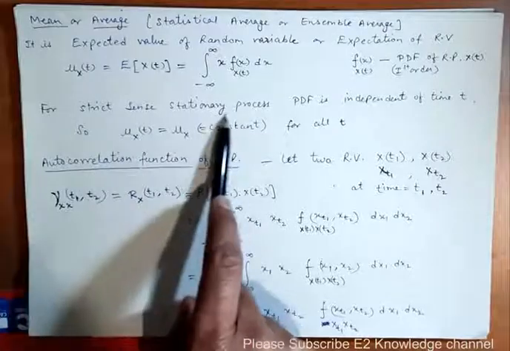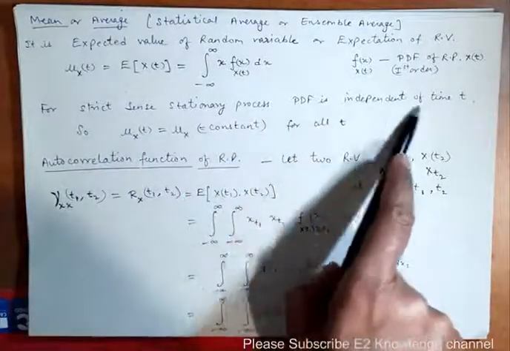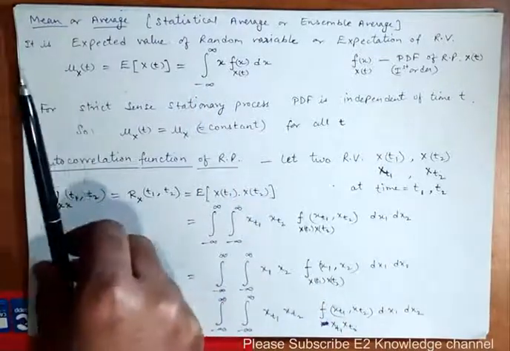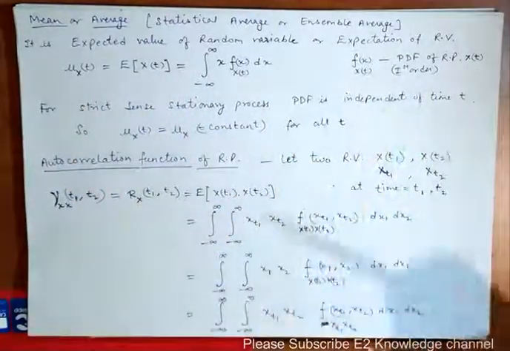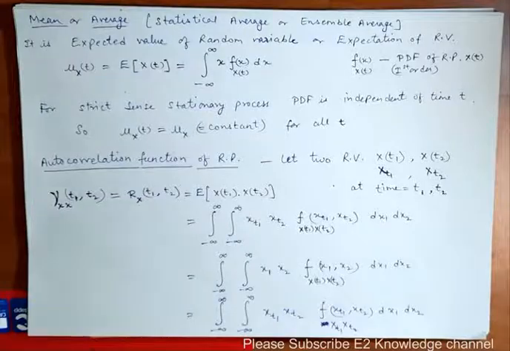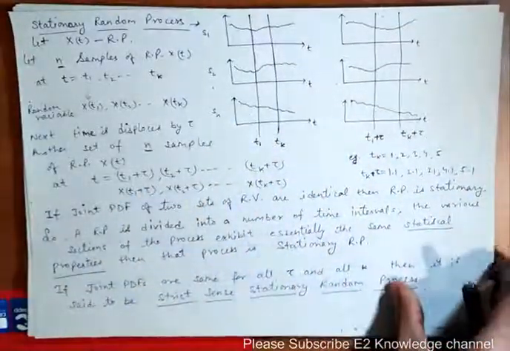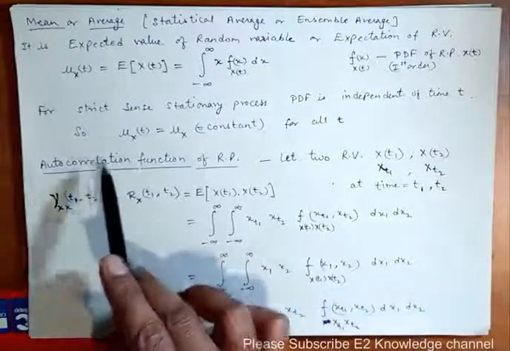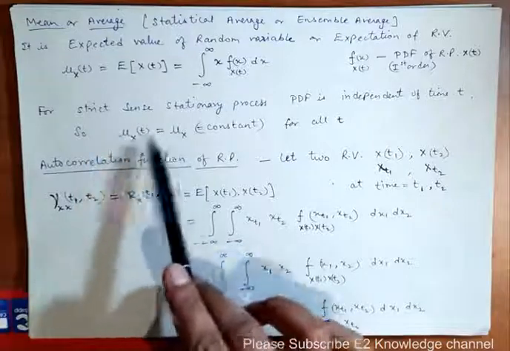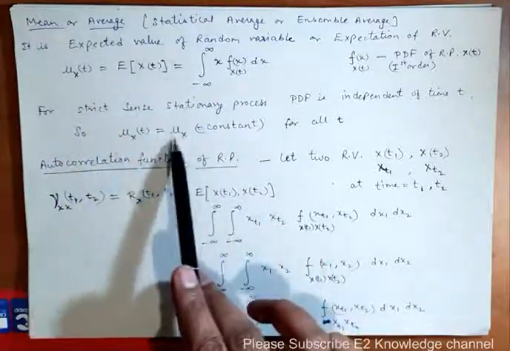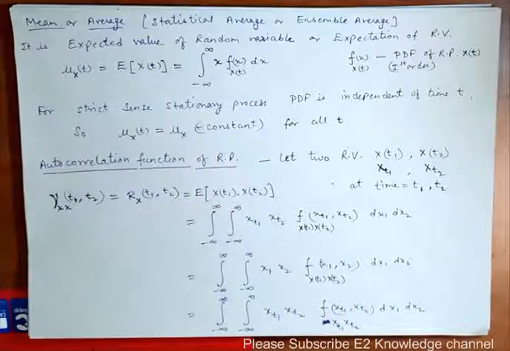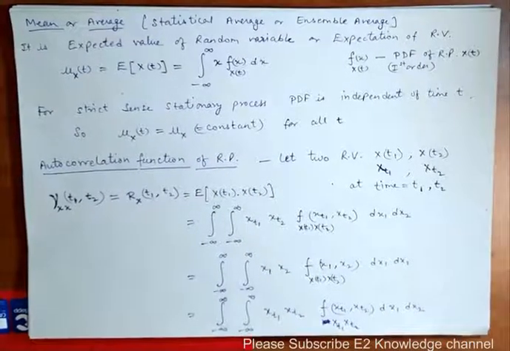For a strict sense stationary process, the PDF is independent of time. That is what independent of time means. In any time window we find the same properties. In the last case we have seen that in any time window we have got the same properties, so it is independent of time. So mu x(t), the mean or average, is always a constant value for all values of t, because now it is not varying with time.